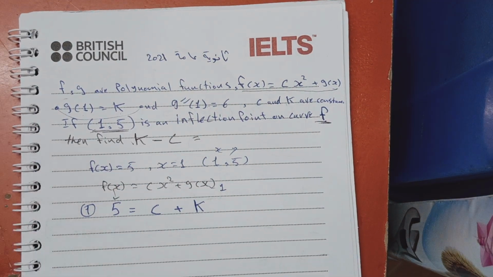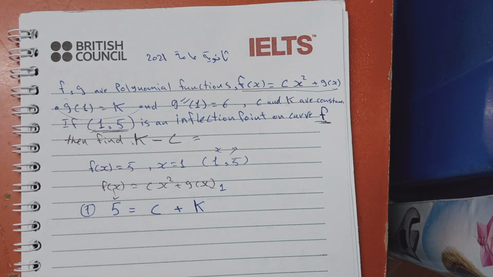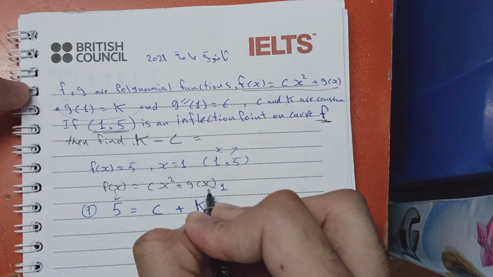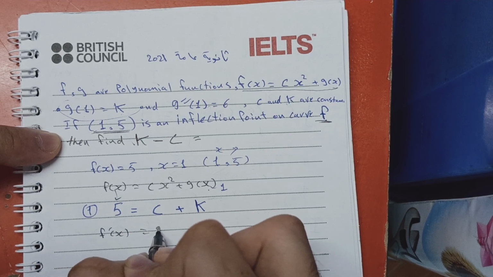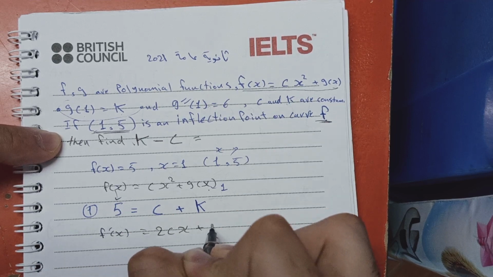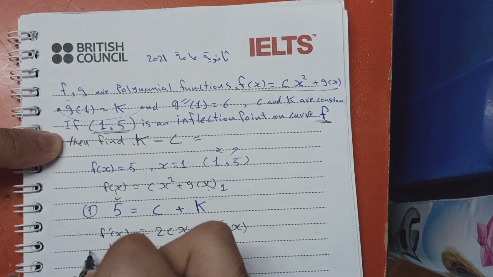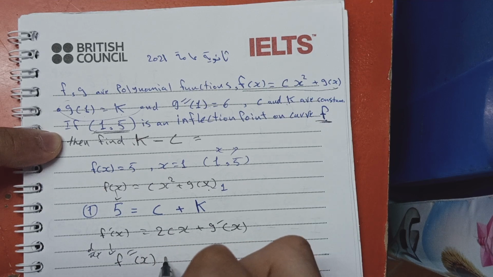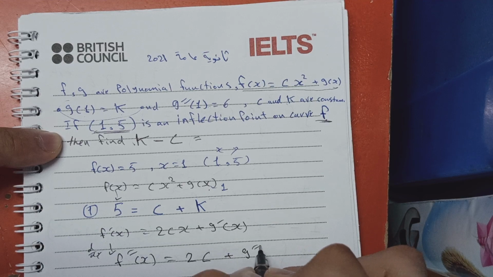Okay, then we have an inflection point, so the second derivative at this point must be equal to 0. So we will get the second derivative now. This is the function. The first derivative will be equal to cx plus the derivative of g of x. Then the second derivative of f of x will be equal to c plus the second derivative of g of x.